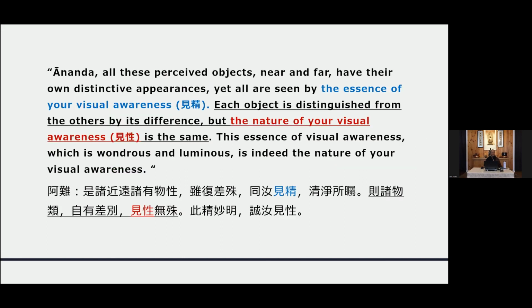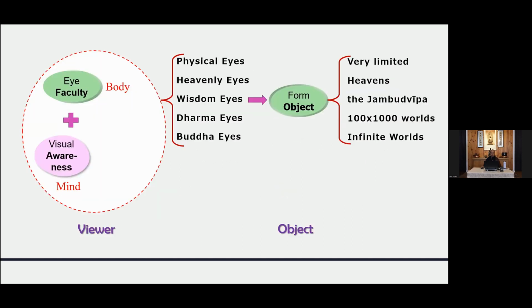Now, Buddha said that, Ananda, all these perceived objects, near and far, have their own distinctive appearances, yet all are seen by the essence of your visual awareness. Each object is distinguished from the others by its differences, but the nature of your visual awareness is the same. This essence of visual awareness, which is wondrous and luminous, is indeed the nature of your visual awareness. This is very straightforward. Basically, Buddha points out that the viewer has eye faculty and visual awareness, which gives you the ability to see.